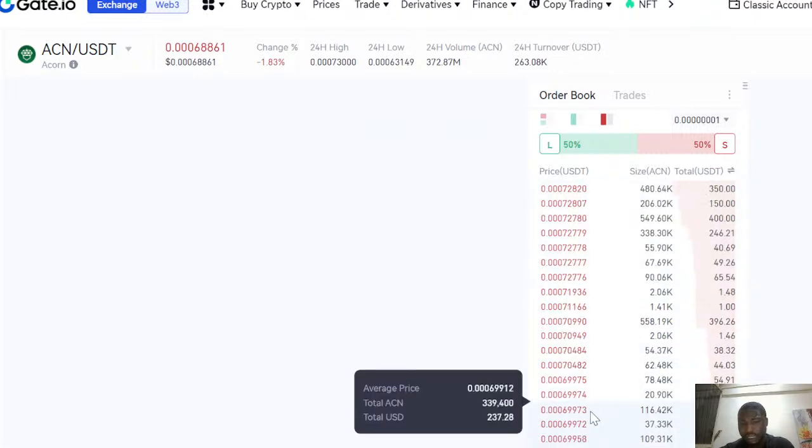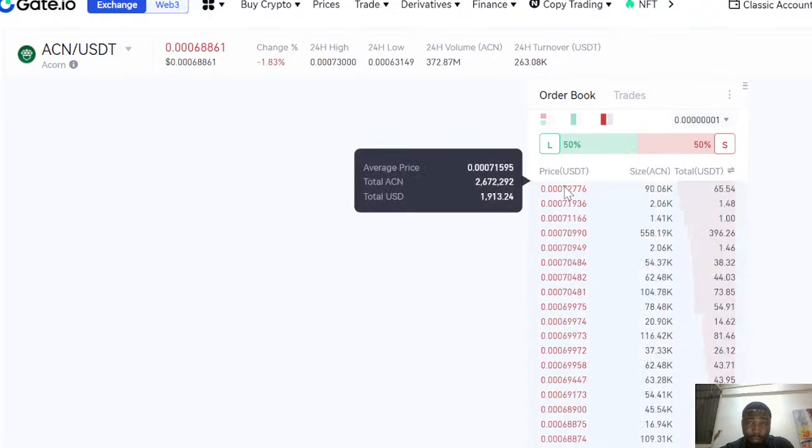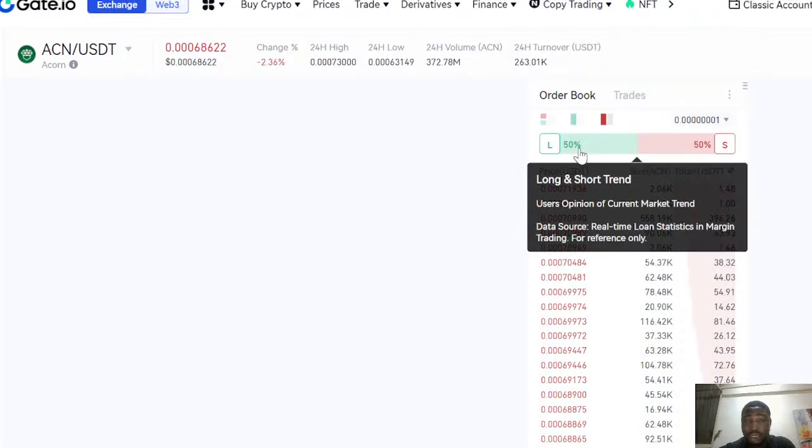What can you predict from this? You can say the long and short of the market. You can say, okay, this is the uptrend of the market, this is the area in which the market is going, and this is the area where you can short the market. You can see we have 50%, divided 50% long and 50% short. So it just shows the long trend and also the short trend of the market.